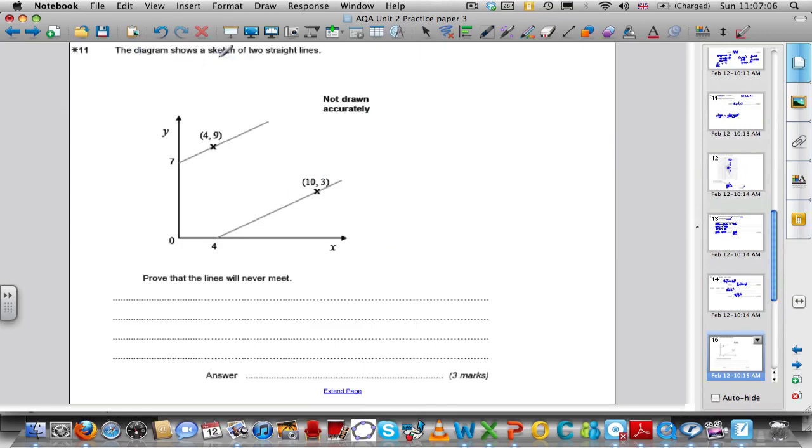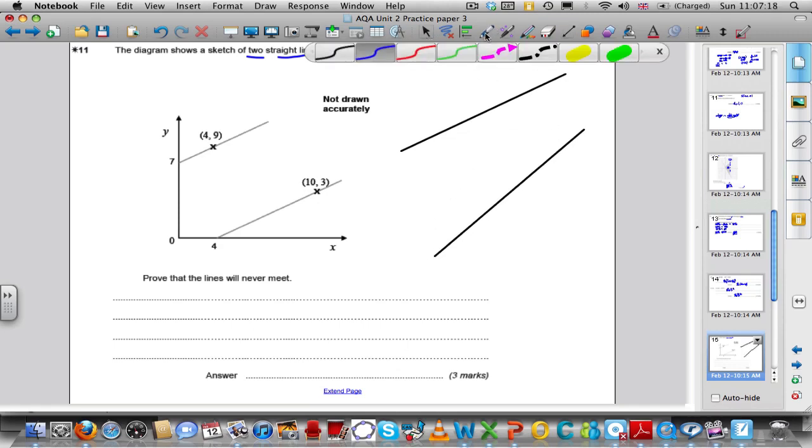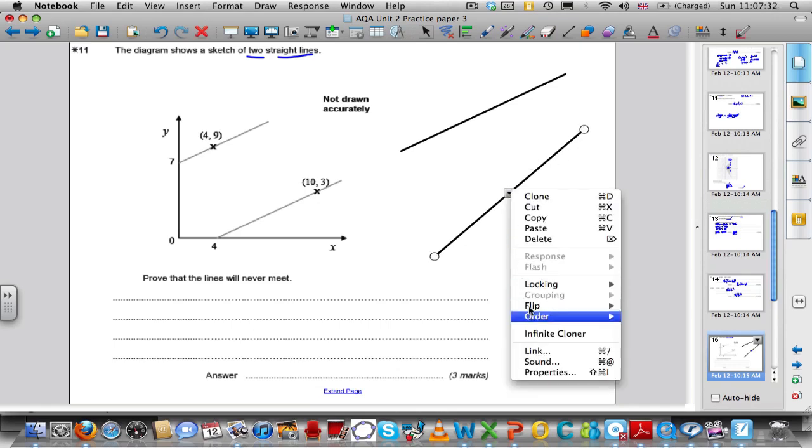Okay, the diagram shows you the sketch of two straight lines. Prove that the lines will never meet. Just a bit of background work in here. Here's a line. Here's another line. At some point in the future, because the gradients of these are not the same, those lines will meet over here beyond the page. So if the gradients of two lines are different, the lines will at some point meet.